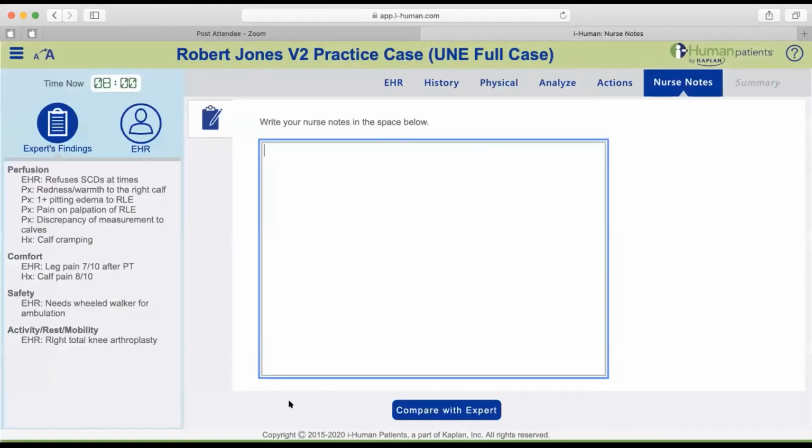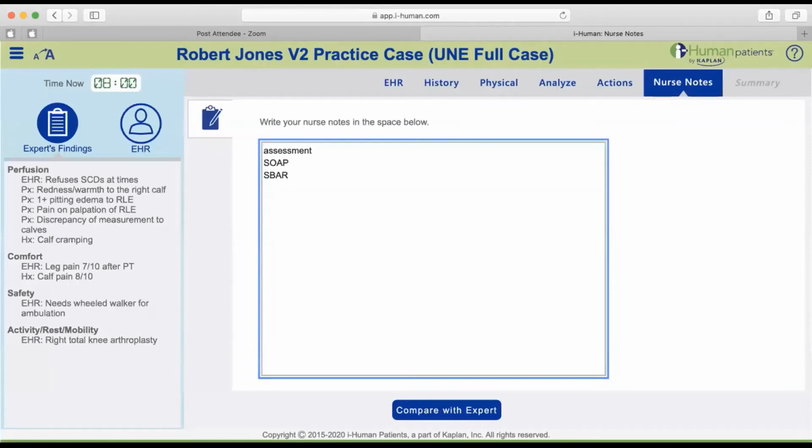Last is the nursing note. So here's where the student has an opportunity to write out their findings. Now, as faculty, you can decide, are they going to write out an assessment? Maybe they're writing out a SOAP note for a particular finding. Maybe it's an SBAR. You'd like them to practice calling that provider or reporting off to another nurse.